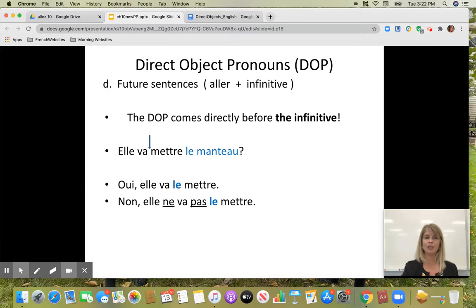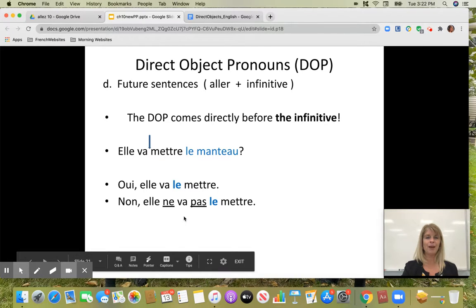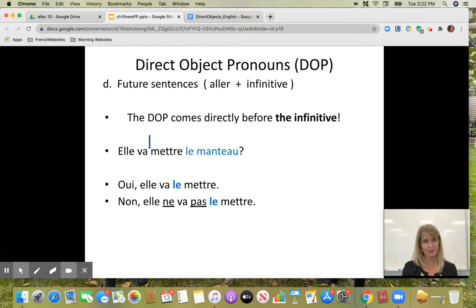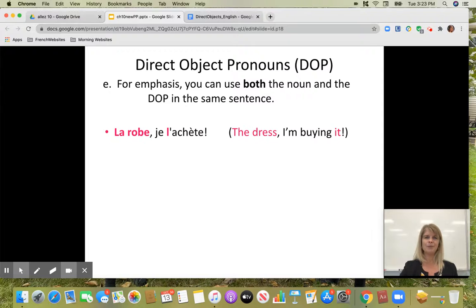If I want to say she's not going to wear it, my ne pas continues to go around my conjugated verb, elle ne va pas. My pronoun continues to go right in front of the infinitive, le mettre. Elle ne va pas le mettre. She's not going to wear it. Elle ne va pas le mettre. I skipped that in the notes.